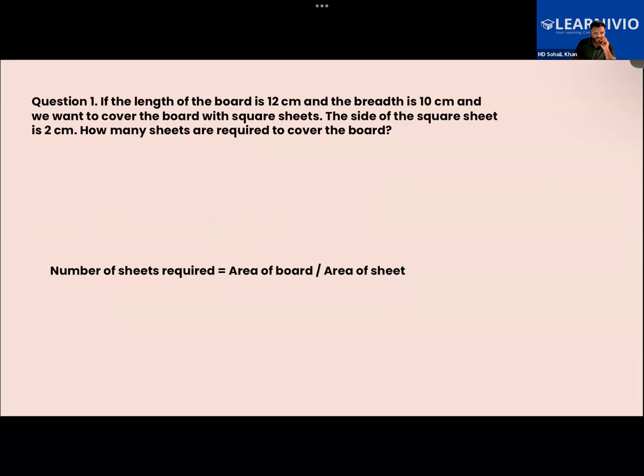So suppose the length of the board is 12 centimeter. There's a board, a writing board or something, the length is 12 centimeter and the breadth is 10 centimeter, and we want to cover the board with square sheets. The side of the square sheet is also given here. So how many sheets are required to cover the board?